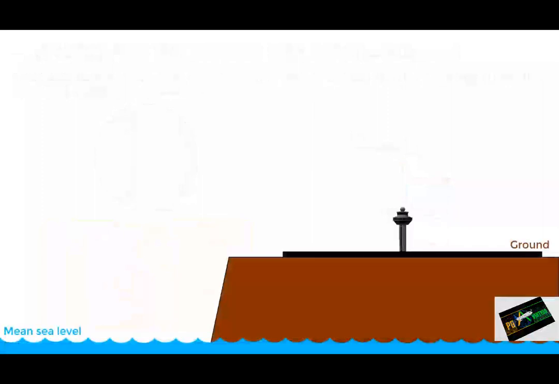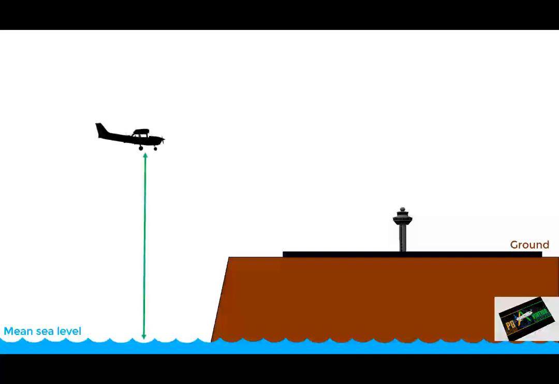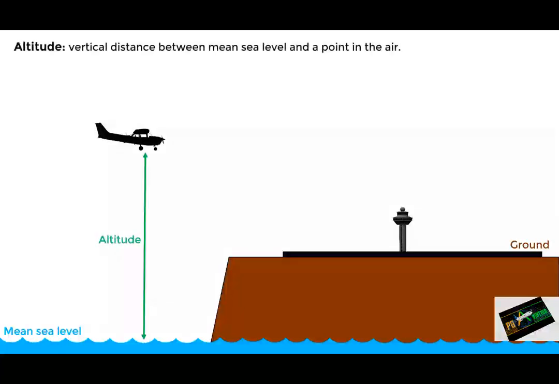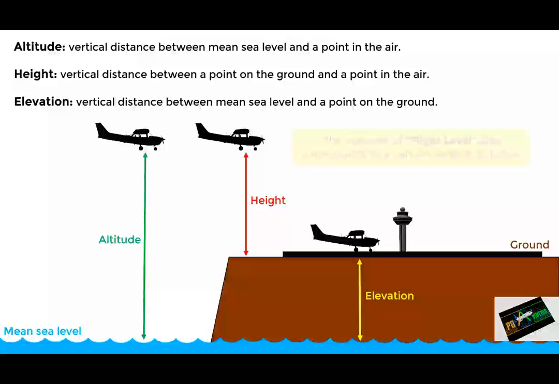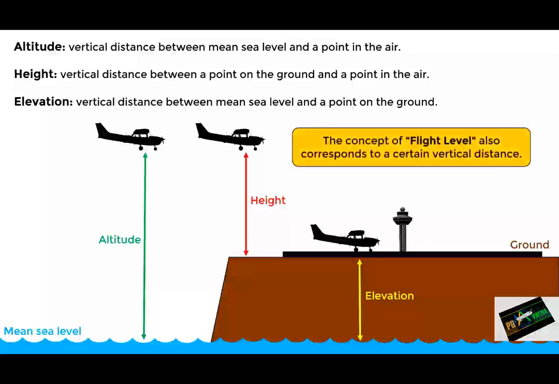However, before going into detail on this topic, let's recall some of the definitions we have seen in previous videos. Let's start with the different ways we have to express the vertical position of an aircraft. In first place, if we measure the vertical distance between the mean sea level and an aircraft in flight, we will be measuring altitude. If we measure the vertical distance between a point on the ground and an aircraft in flight, we will be measuring height. And finally, if we measure the vertical distance between the mean sea level and a point on the ground, we will be measuring elevation.